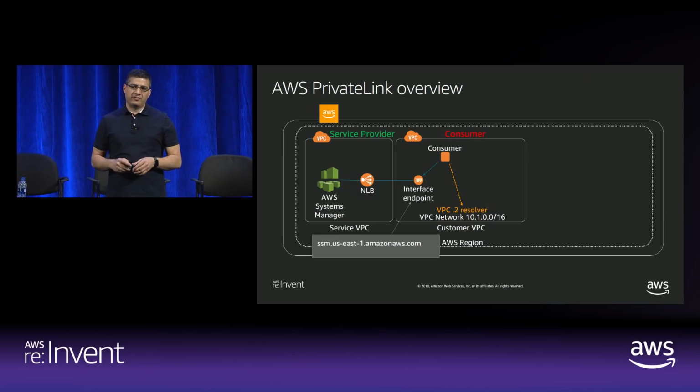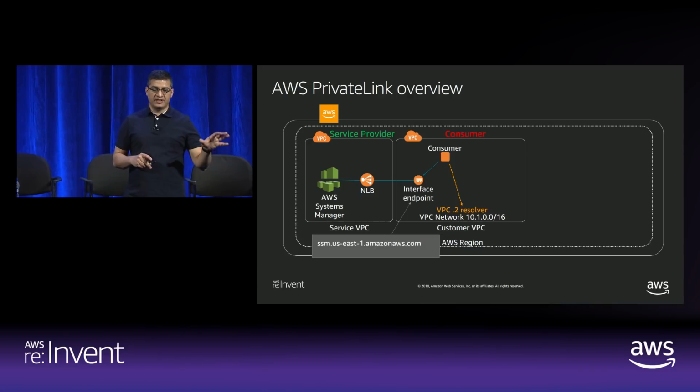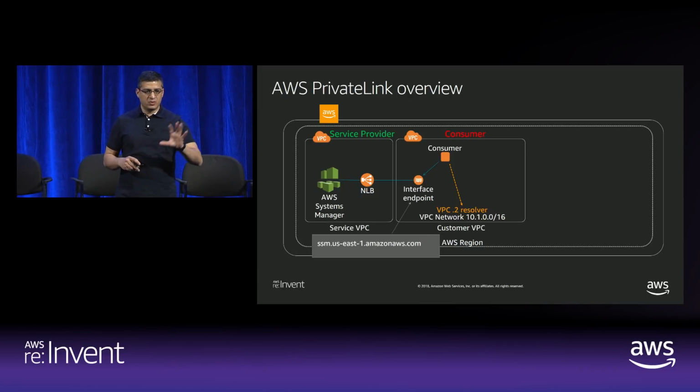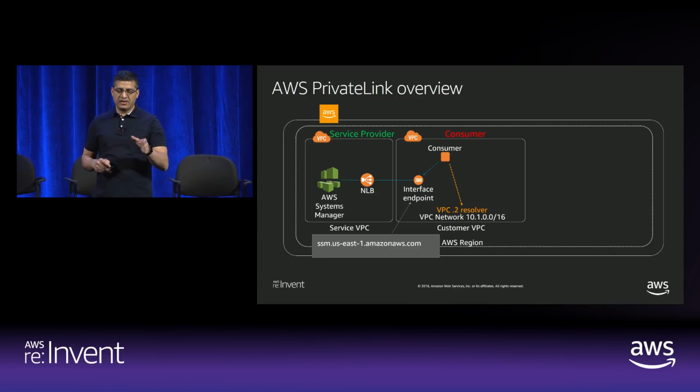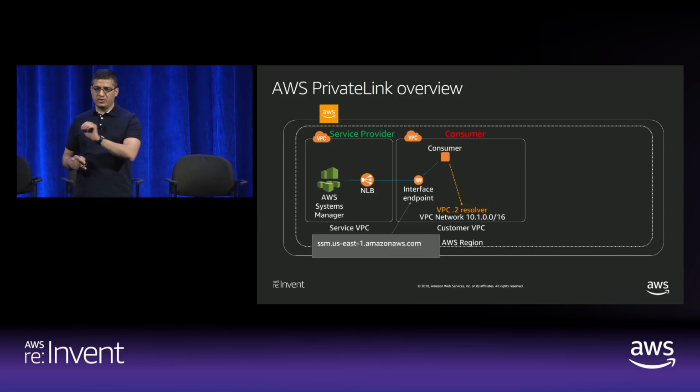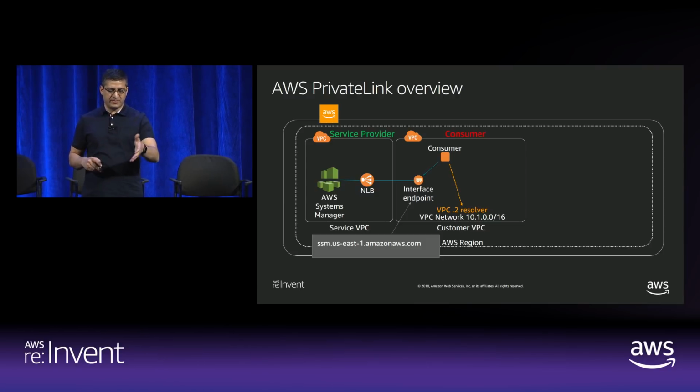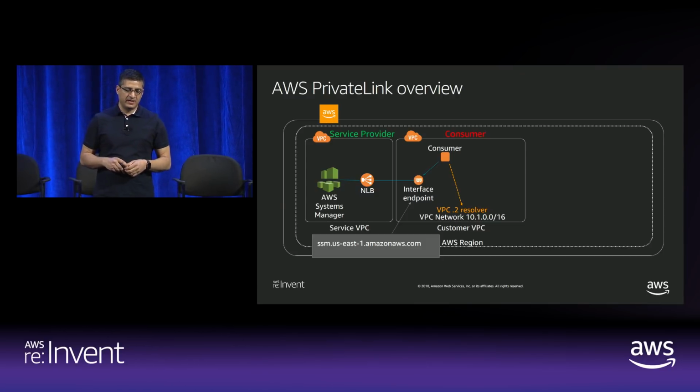So let's refresh our information on how PrivateLink works. You have the concept of a service provider VPC. This is where your service is running, and in this example, it's AWS Systems Manager. The service runs behind a network load balancer, which is a TCP load balancer. That load balancer will have an interface endpoint in a consumer VPC. This endpoint will utilize an IP address from the space of the consumer VPC.